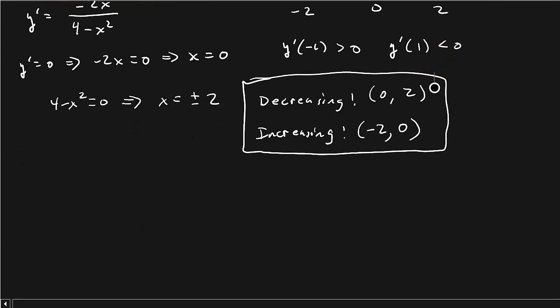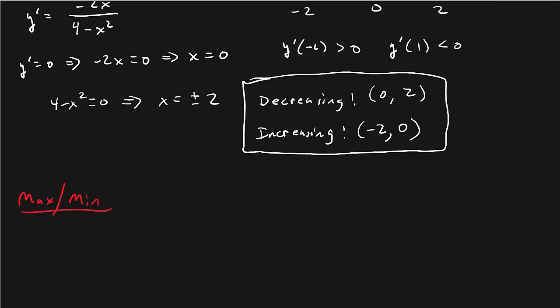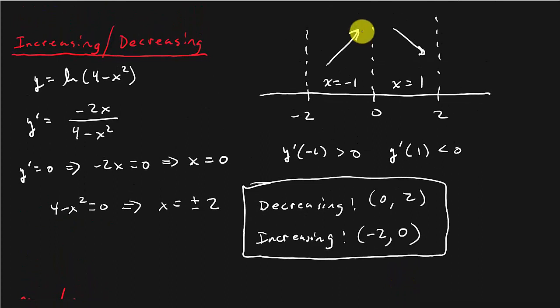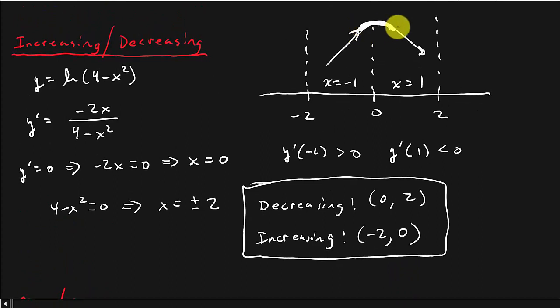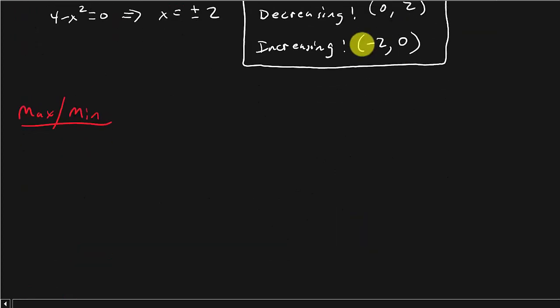All right, so now what do we look at? Now we look at max min. Let me change the color. We got max min. All right, well, look at this. We got a maximum right here, don't we? You see that? It goes from increasing to decreasing, so that's our local max. So we have a max at 0.